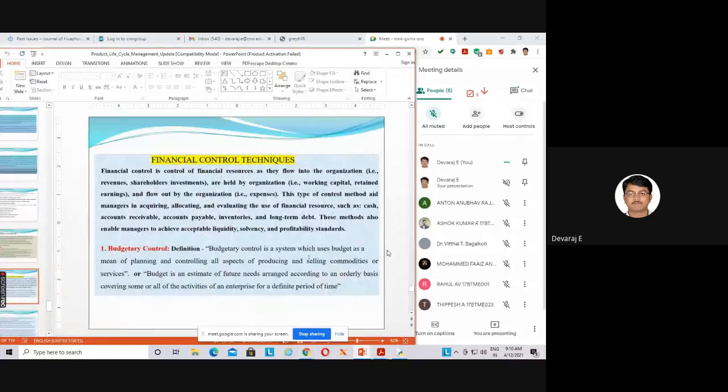Then you can see, the budget is an estimate of future needs arranged according to an ordinary basis, covering some or all of the activities of an enterprise for a definite period of time. So you should define the period, like 1 year or 1 month, and you should analyze. We should manufacture this much product and sell this much product, so this is my profit. This is very, very important in the company.